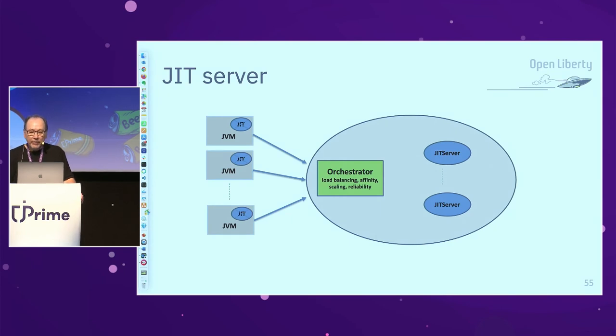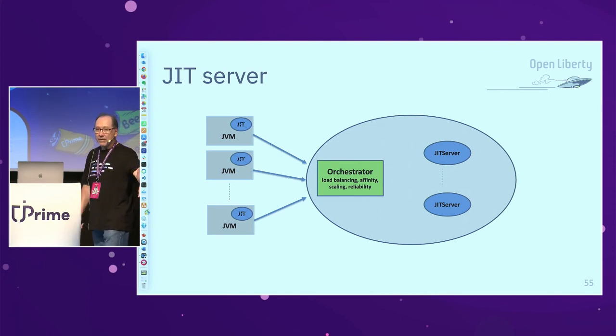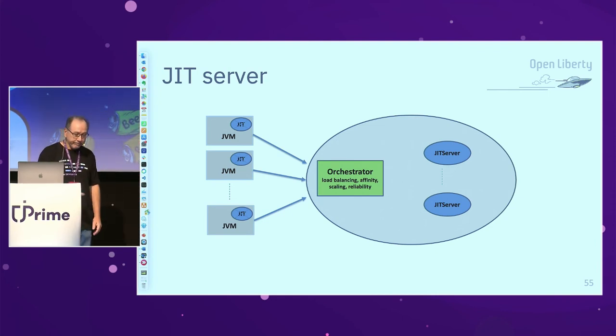So here's an example. We have two JIT servers running remotely and servicing three JVMs, all with their JIT requests. And it's managed with load balancing through the orchestrator. So even though those three JVMs have a JIT compiler in them, they're not using them.